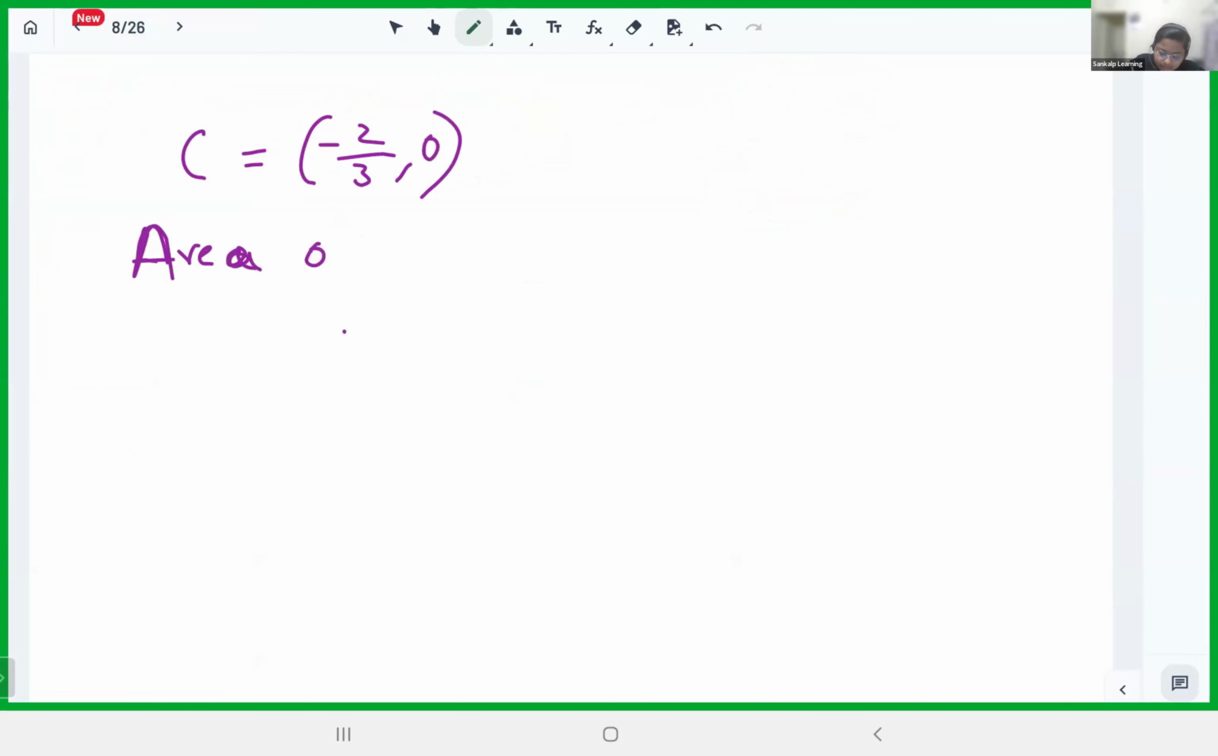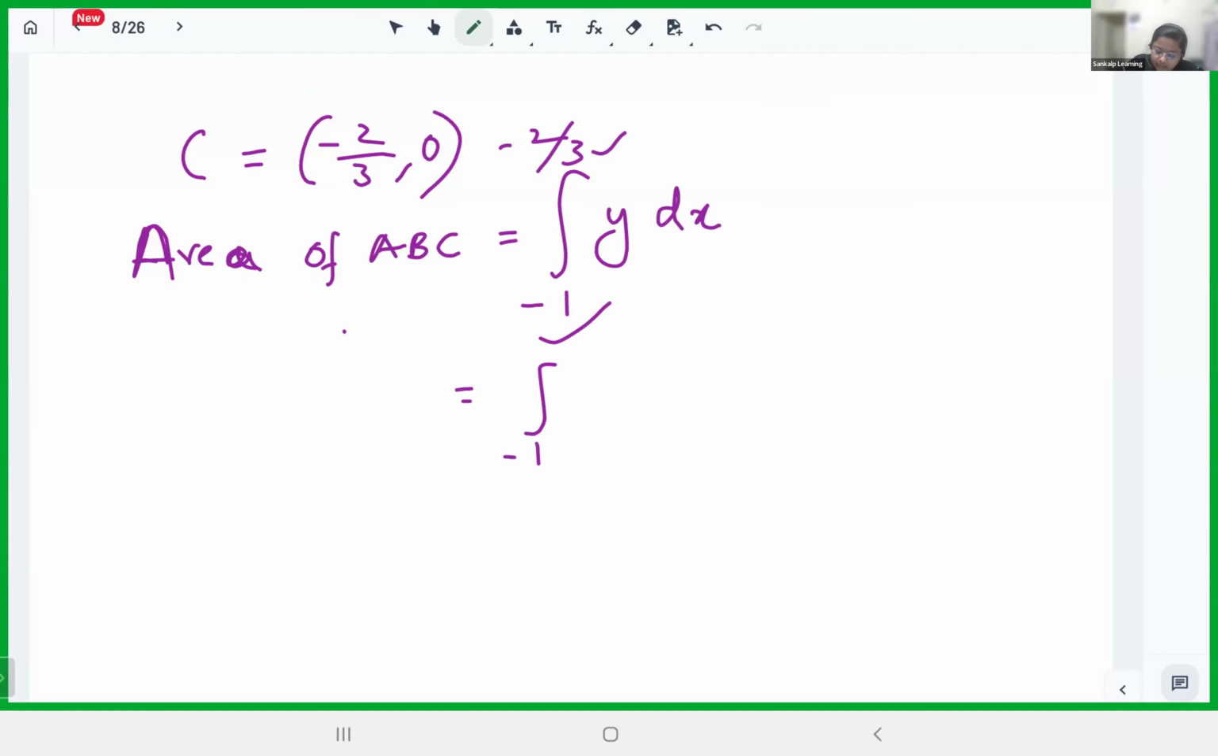Area of ABC is equal to the integral from minus 1 to minus 2 by 3. X is varying from minus 1 to minus 2 by 3, that is, we have to integrate with respect to x, that is dx. Here it will be y, and y is 3x plus 2, isn't it? So the integral of 3x plus 2 dx.